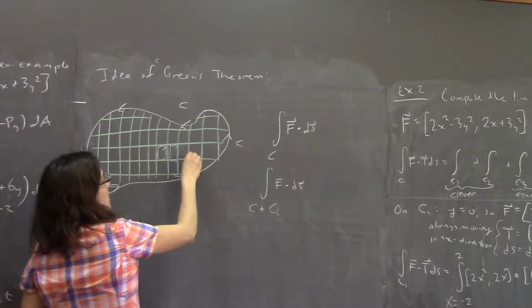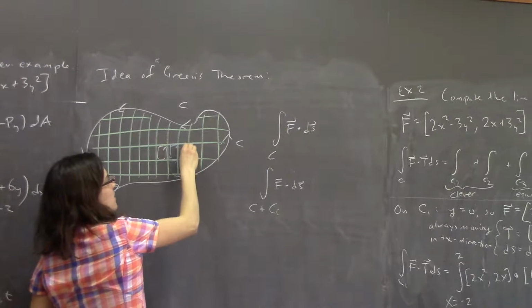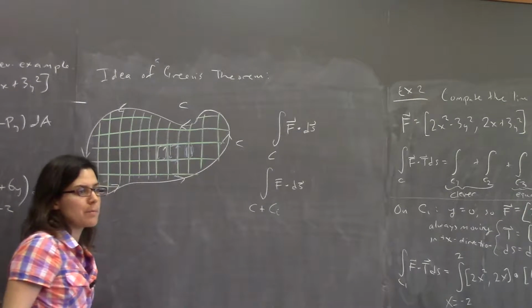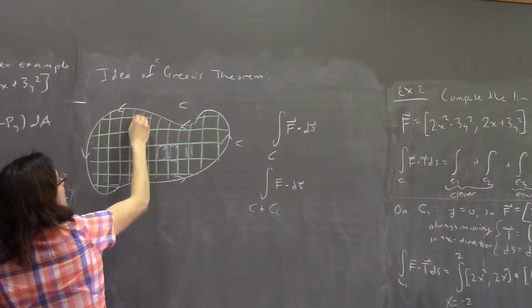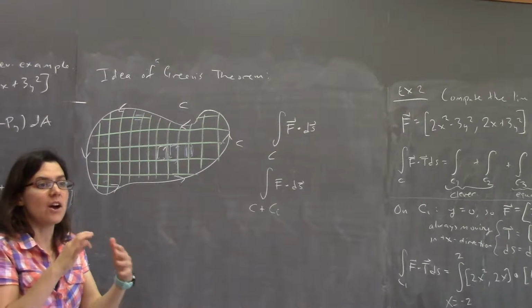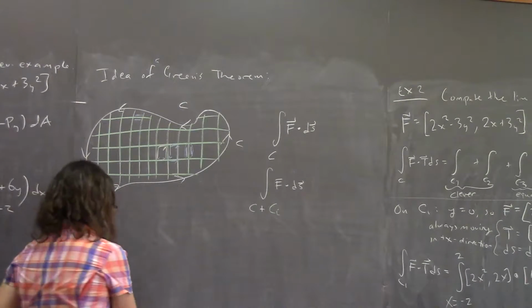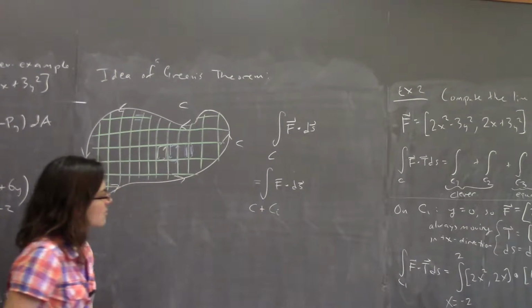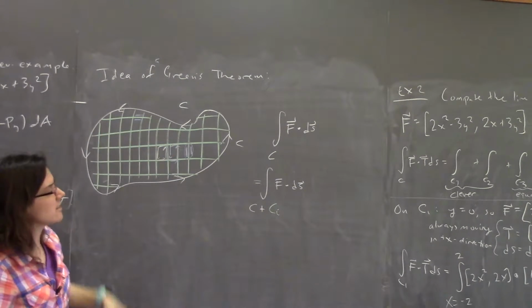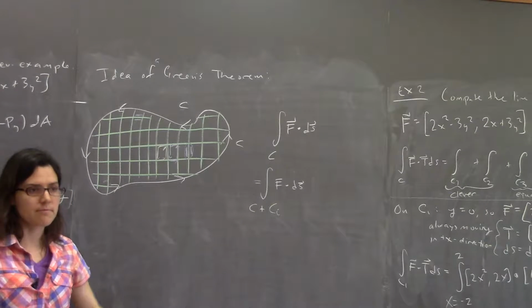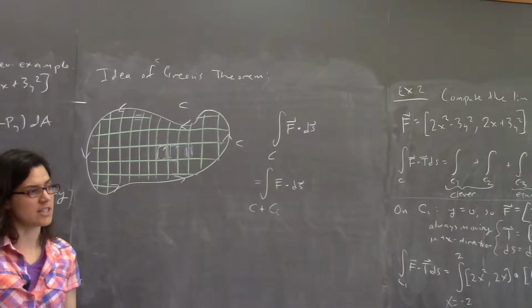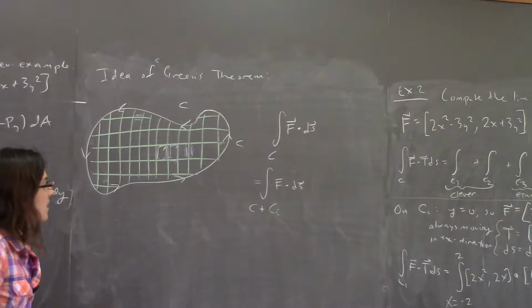Because each one, let's say this one, has one on the left and one on the right that are equal and opposite. Same thing up here: one on the top and one on the bottom. They're equal and opposite, so they all cancel each other out. So these are actually equal. By throwing in all the extra line integrals over these little bits, it doesn't change anything.